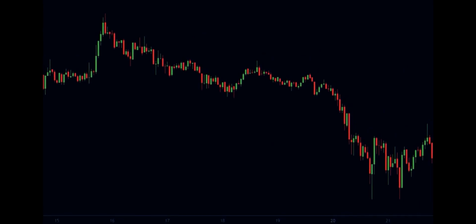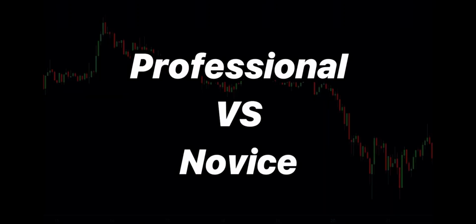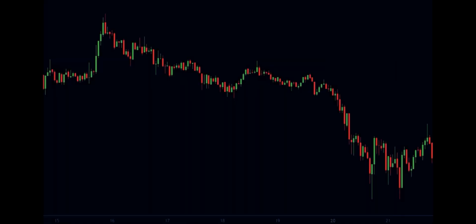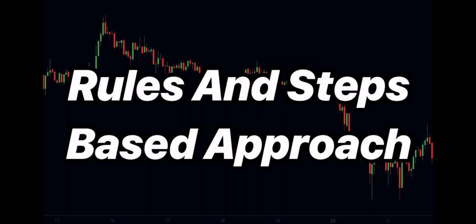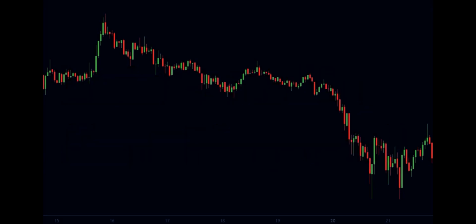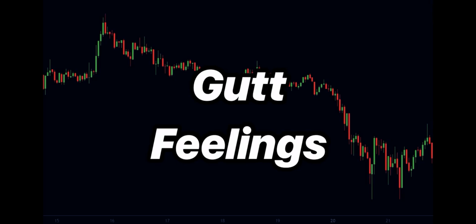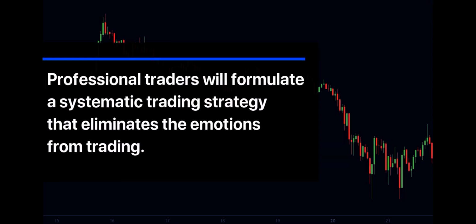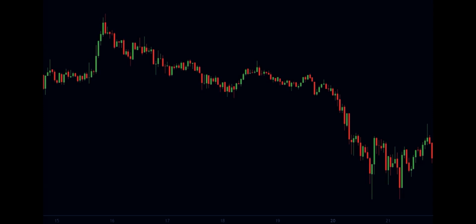The major difference between professional traders and novice traders is that the professional traders use a very rules and steps based approach towards trading, while the novice traders trade based on their gut feelings. Professional traders will try their best to formulate a systematic trading strategy that completely eliminates emotions from trading. Today, we will look at such a strategy.